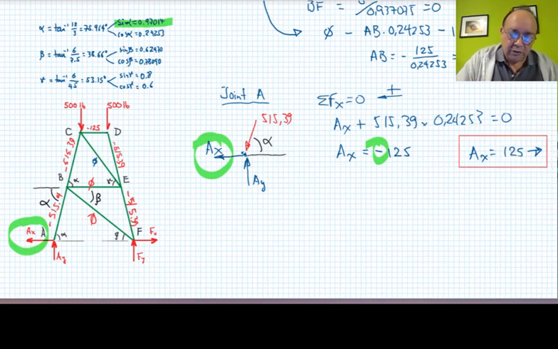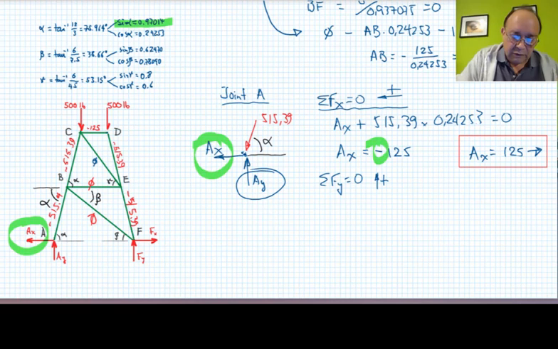And now summation of forces, I like a little line here. Summation of forces in the y direction equals 0. And I'm going to say positive going up because the unknown is going up, so I like to have the unknowns with positive terms.